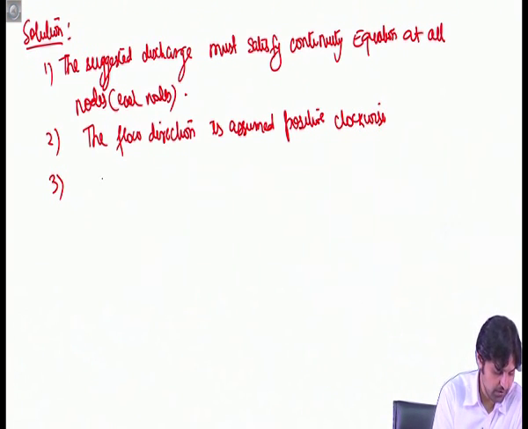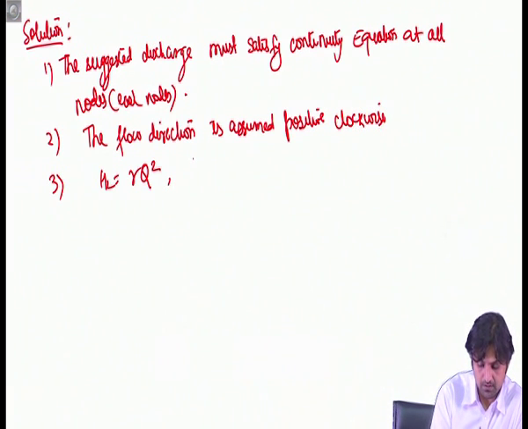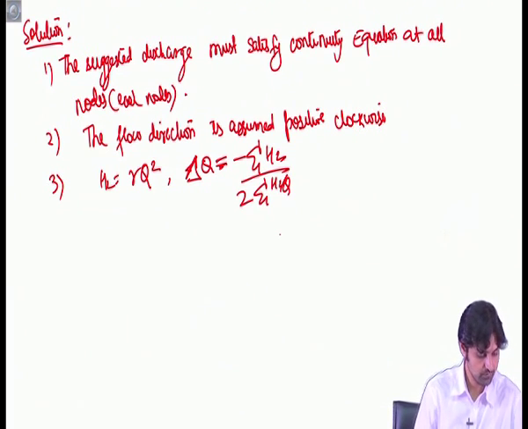Third is, you have to calculate HL as RQ square here, and we also have to calculate delta Q as minus sigma HL divided by 2 sigma HL by Q. All right.